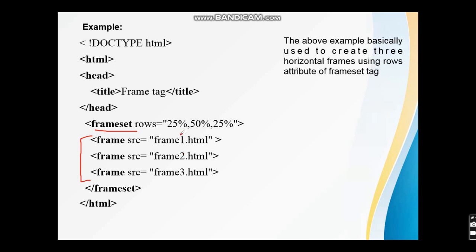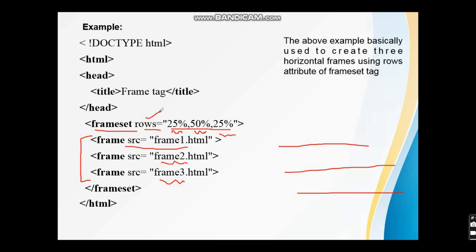And here you can see, if we want to divide a web browser window horizontally, then we make use of the attribute rows. The sections of the window, in percentages, have been defined over here. That means the first frame is going to take 25% of your browser window, frame 2 is going to take 50%, and frame 3 is going to take 25% of your browser window. These sections will be horizontal like this. That's why the attribute rows is taken.